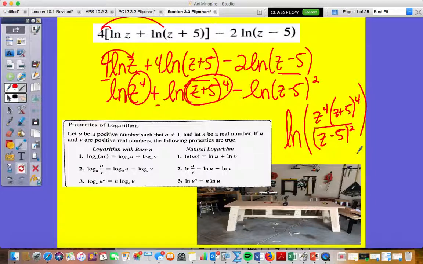You actually can't. Now, if for some reason this was also a z plus 5, you could. But because it's z minus 5 and z plus 5, they go together, but they're not the same thing. So I can't cancel on that part. So we would leave it just like this.